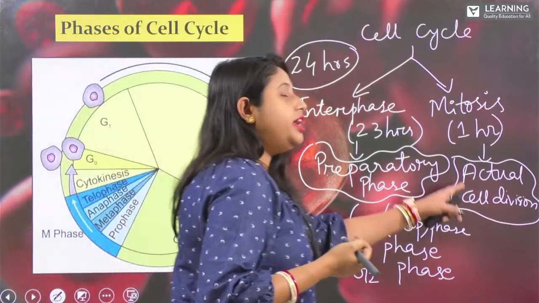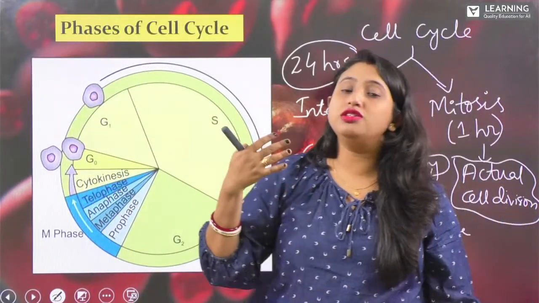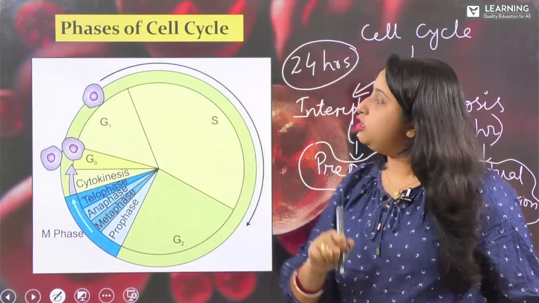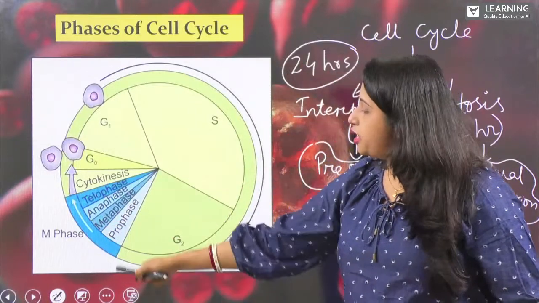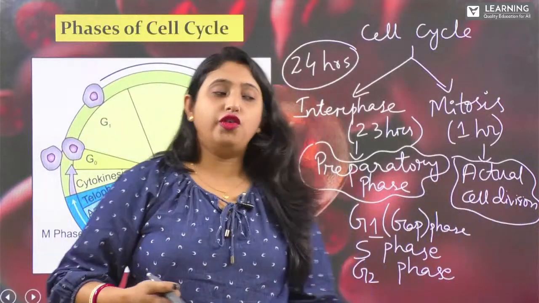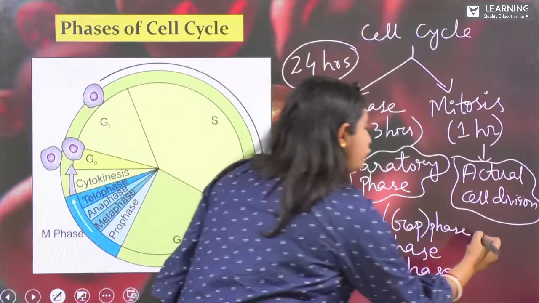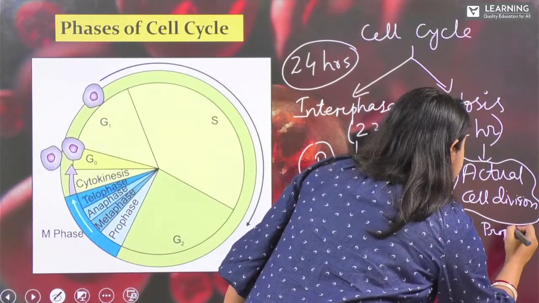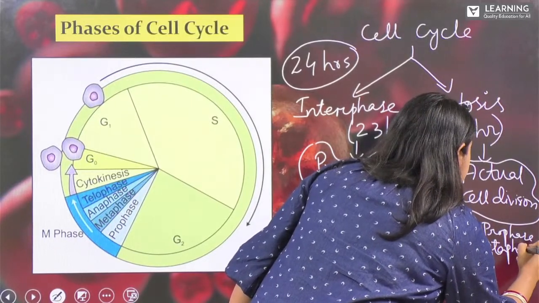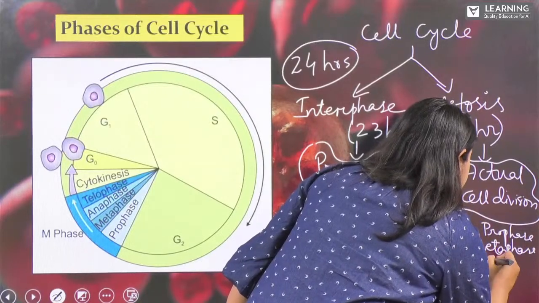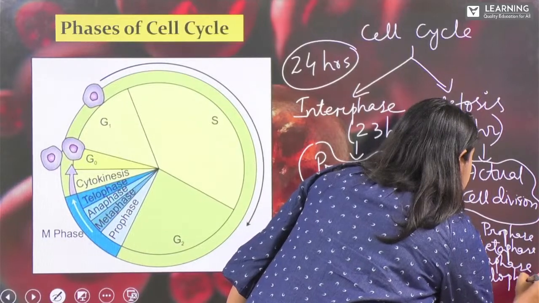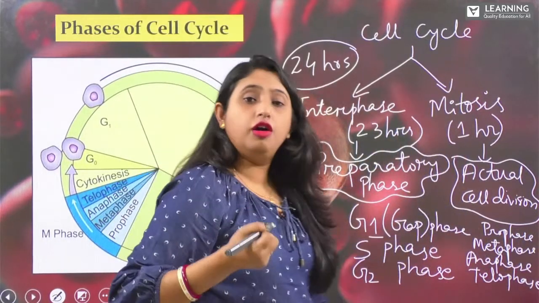All right. Now here in the mitosis it again follows four phases. The cell divides by following four phases. Now what are the four phases? The four phases are prophase, metaphase, anaphase, and telophase. You can see here, right? So these are the four phases of the mitosis.